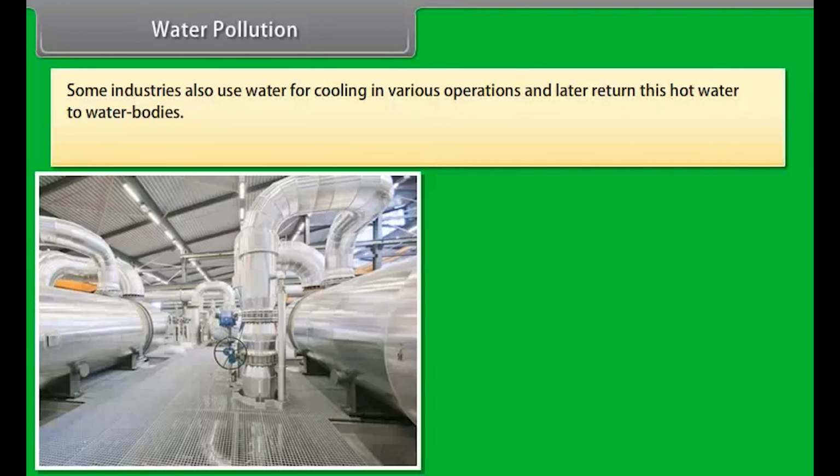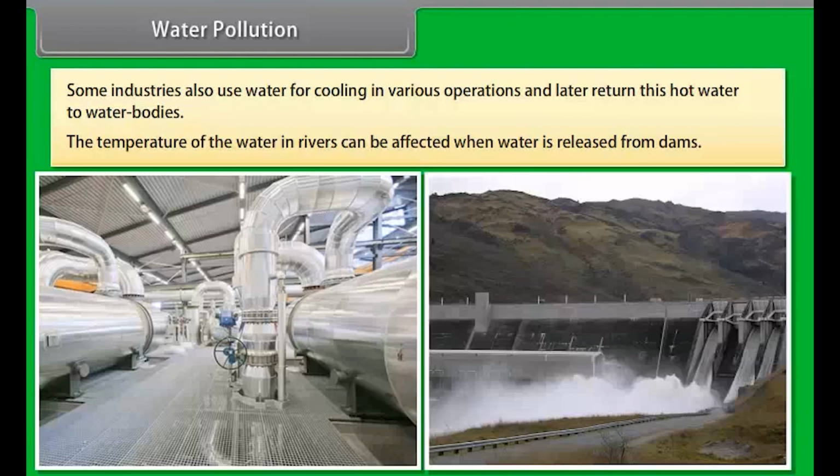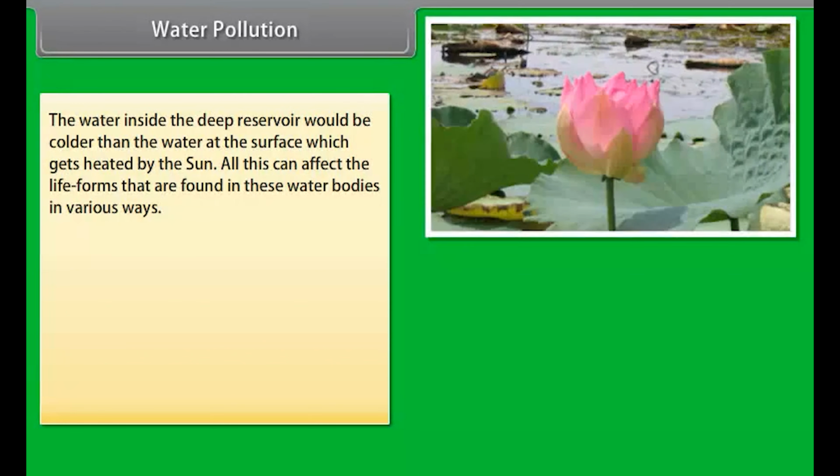Some industries also use water for cooling in various operations and later return this hot water to water bodies. The temperature of the water in rivers can be affected when water is released from dams. The water inside the deep reservoir would be colder than the water at the surface, which gets heated by the sun. All this can affect the life forms that are found in these water bodies in various ways.